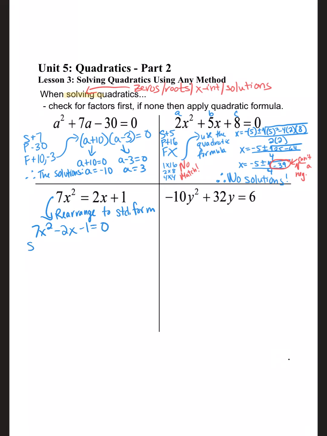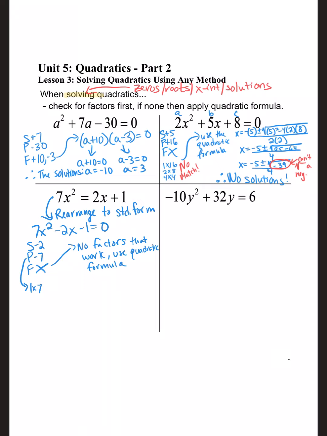Okay, so I'm going to try to set up my SPF. I don't see any common factors. I need two numbers that add to a negative 2 and multiply to a negative 7. Well, my only factors of 7 are 1 and 7. And there's no way we're going to get those to add to negative 2. So we can say there are no factors that work. So we're going to use the quadratic formula.